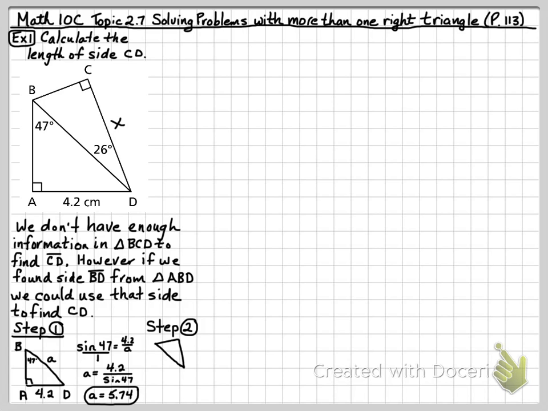In step 2, the top triangle, we're going to use that length and 26 degrees now to say that the cosine of 26 degrees has to be the adjacent side X over the hypotenuse of 5.74. Notice that I'm keeping this to 2 decimal places, and then my answer I'll report to 1. So what I'm going to do is cross multiply, and I'm going to get X is equal to 5.16 centimeters.